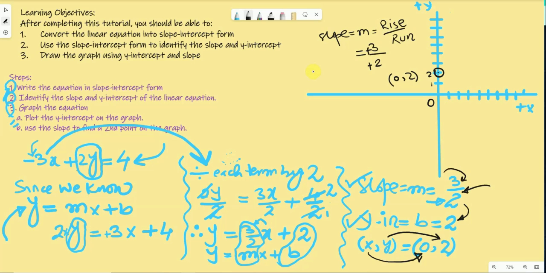It means the second point will be 3 units up, 1, 2, 3 units up, and 2 units towards the positive x-axis, because our run is positive and that is the value of x. So 2 units. This is our first unit towards the x-axis and this is our second unit. So the second point will be here.